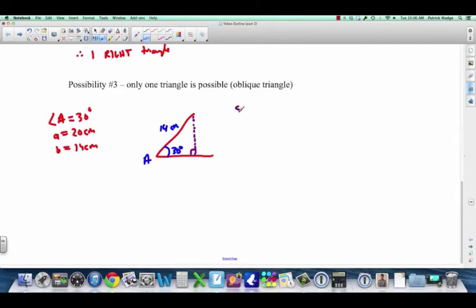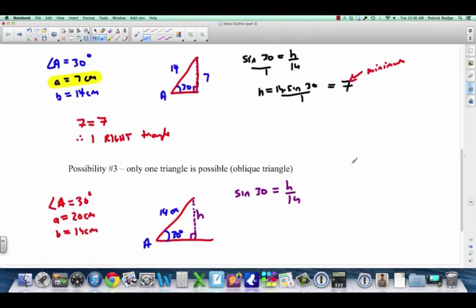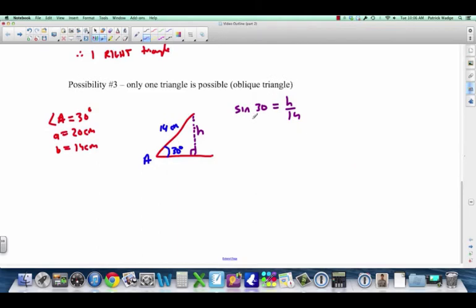So I would have to do sine 30 equals h over 14. I believe that's exactly the same thing we did up here. I did that on purpose. So we know the answer is going to be 7 again. Okay, so over 1, and then h equals 7. So this is the minimum we need, is 7. And how much do we have? We have 20. Whoa, that's a lot more than 7, isn't it? 20 is more than 7. So you're going to be able to get one triangle.